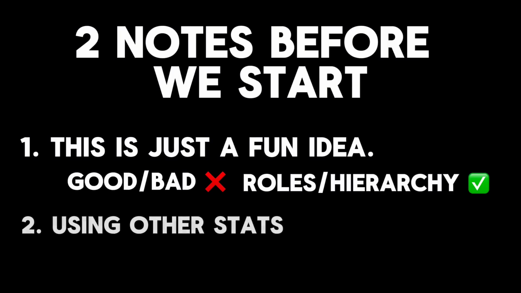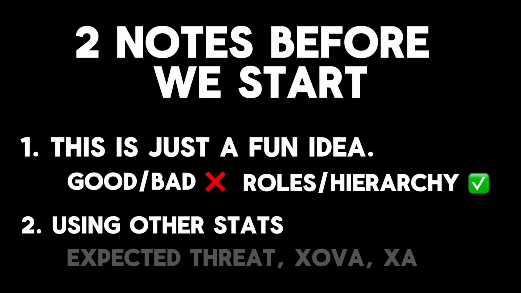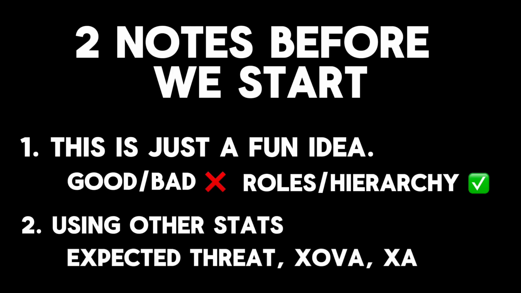Second, many of you in the comments have suggested that we use things like expected threat, xOVA, and expected assists. So, at the midpoint of the season, we will look at xA in addition to players' actions and usage rates. I still don't know where to find expected threat and xOVA for every player over the course of the season. If you have a source for that, please leave it in the comments below. Now let's get into the video.